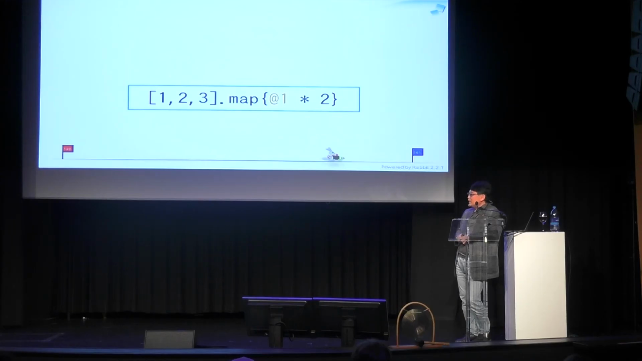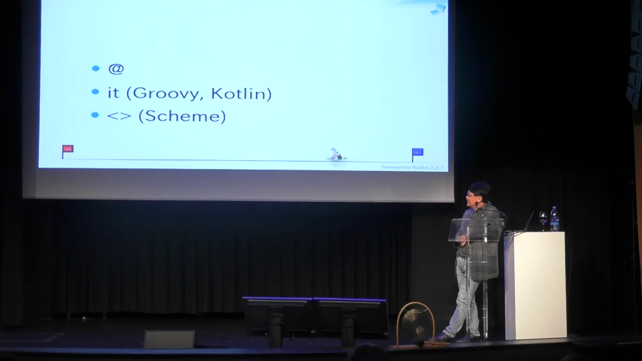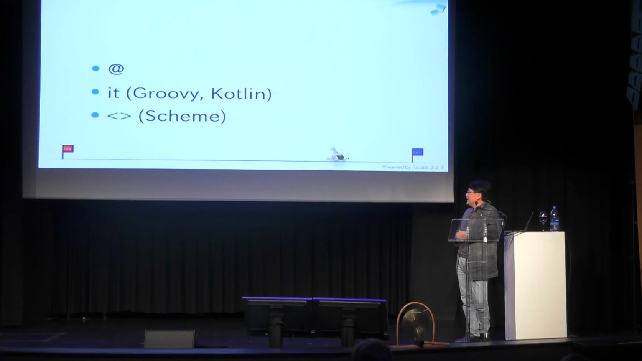But 2.7 is coming in December, so we have a few more months. So yeah, we have to discuss and try out other ideas. Other options can be at, or it, or square or something. Yeah, it comes from Groovy and Kotlin. And yeah, this bracket is used by the Scheme language. And maybe the other things are better. Yeah, we're working on it.